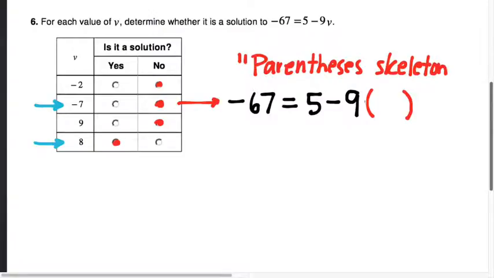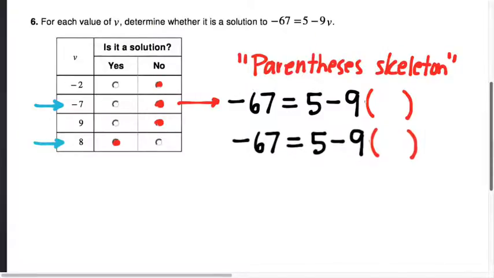There's some really good reasons for why we do this. One of the reasons I think you might appreciate pretty quickly, when we substitute the value -7 into this empty set of parentheses. So if I put this down here with a -7 in it, now our task is to figure out whether the left-hand side of this equation has the same numerical value as the right-hand side of this equation. Well, left-hand side, there's nothing for us to do. It's just -67. So the right-hand side, I have to simplify this. How do I simplify 5 minus 9 parentheses -7? What's my first step there?